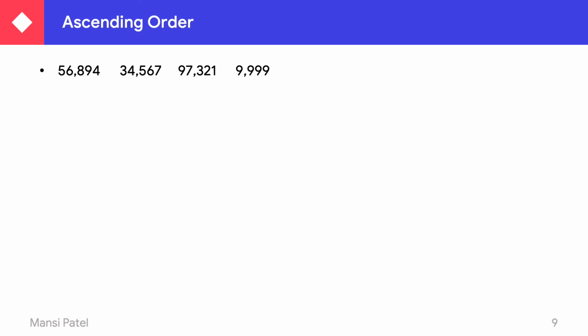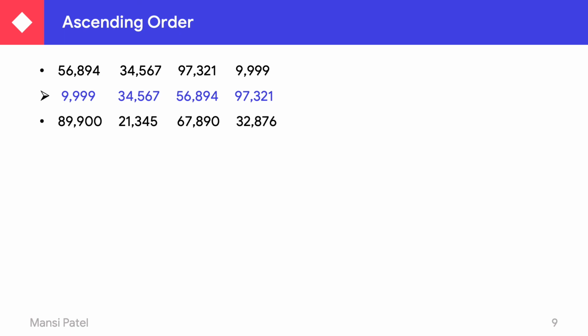34,567. Then after that 56,894, and then the remaining number is 97,321. So this is the answer. The first rule to find the answer of ascending order is that you first count the number of digits. Then you see the first digit. If the first digits are the same, then you move on to the second. If the second is the same, then you move towards the third, and so on with the respective digits.